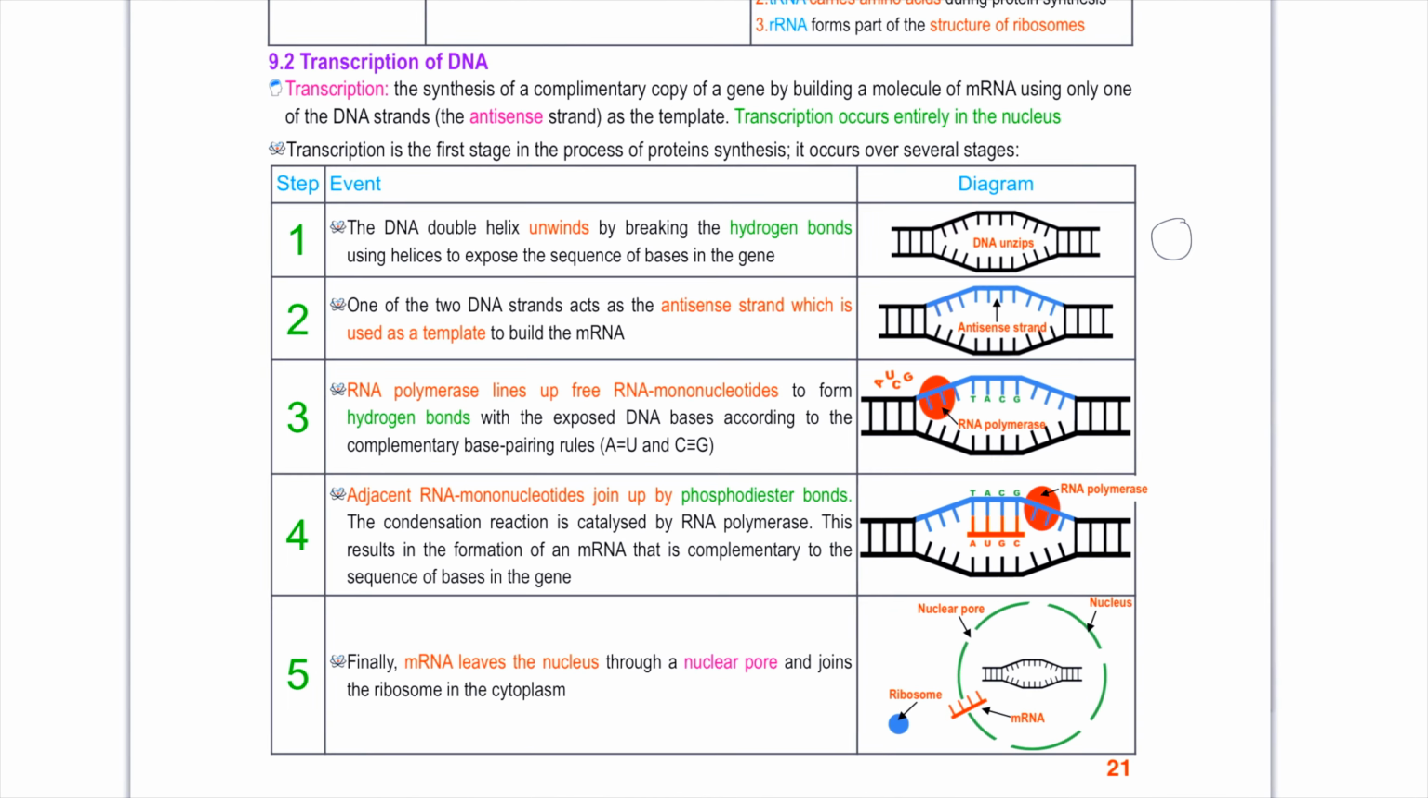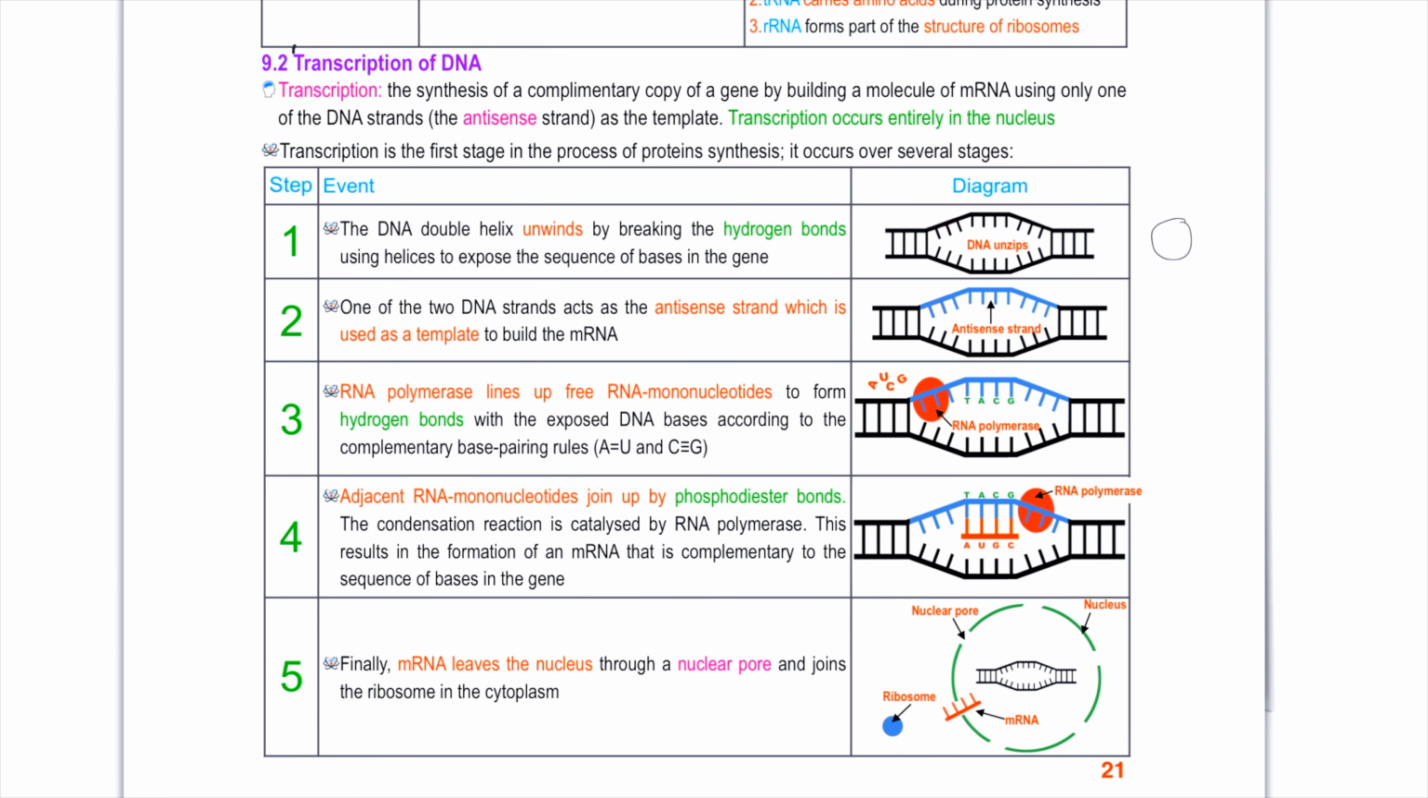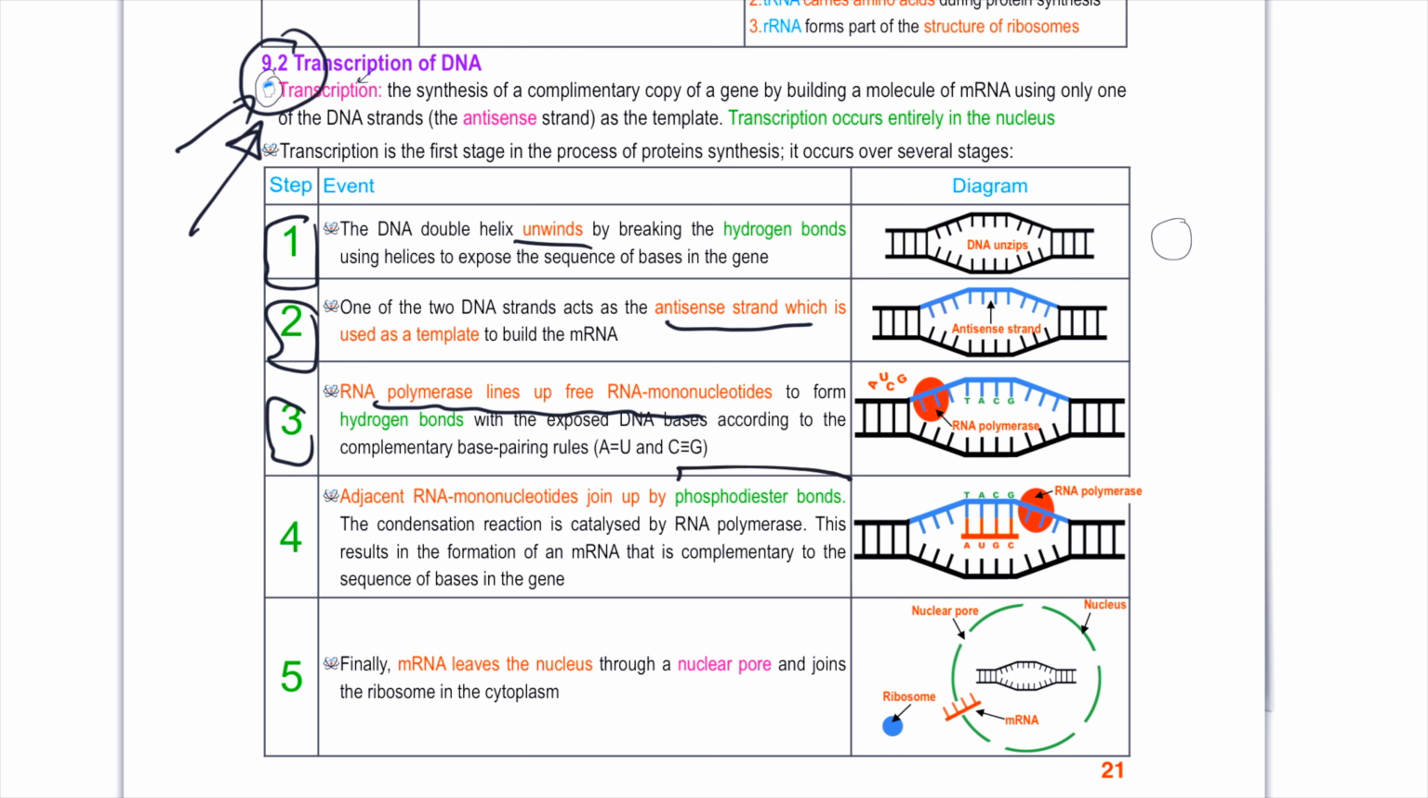Another question here talks about the process of transcription. That's today's lesson. As you can see, I put them in steps, and I put the examiner's marking points in orange. I put the definition here, like when you see this sign, it means it's a definition you have to memorize by heart, and the key facts in green, and every new term is going to be in a separate color.